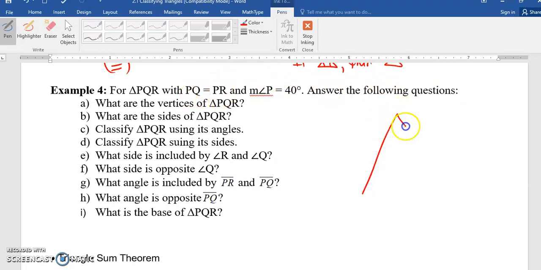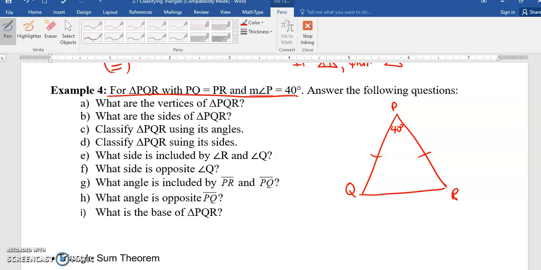So, let's go. PQR, where these are the same length. Here's the rest of my triangle. The measure of angle P is 40 degrees. Answer the following questions. Okay, so we've turned this sentence into a picture, and now we've got some things to answer.